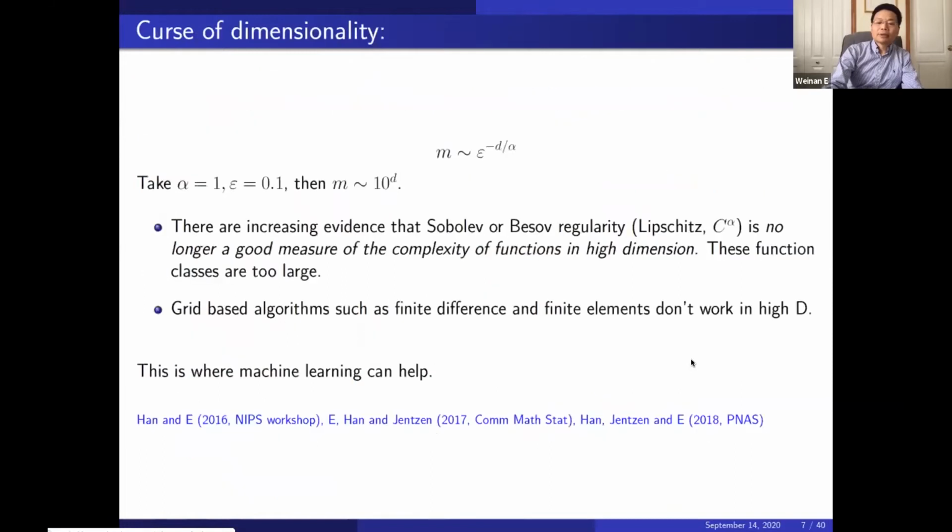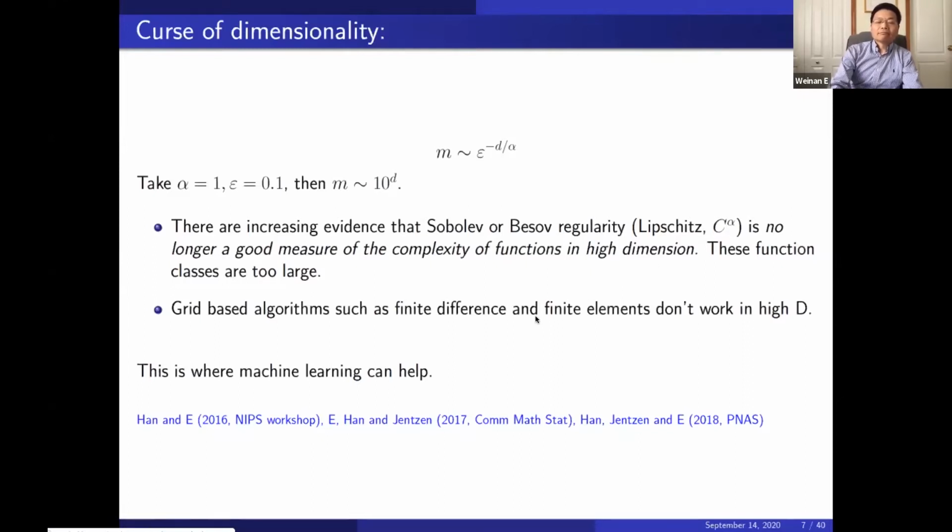Now this picture doesn't work in high dimension due to the d-dependence in the exponent. The number of parameters needed scales like this. Let's take the situation where alpha is equal to 1 and epsilon is 0.1. Then m scales like 10 to the d. If d is like 3,000, which is not very high dimension by machine learning standards, you would be in deep trouble. 10 to the 3,000, that's a huge number. This suggests, and there is increasing evidence supporting the statement, that classical regularity theory, like Sobolev, Besov, Lipschitz or C alpha regularity, does not work well in high dimensions, because these function classes are just too large, too big.